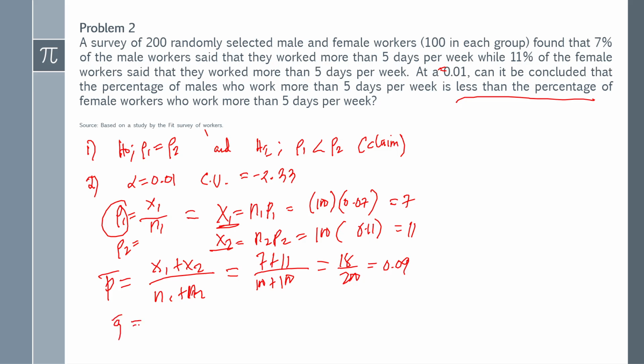Next, we have here the pooled q. So 1 minus the pooled proportion is equal to 1 minus 0.09. We subtract this, and we have 0.91. So we now have the completed values for our pooled proportion. Let's proceed now with step number 3, which is computing the z value.